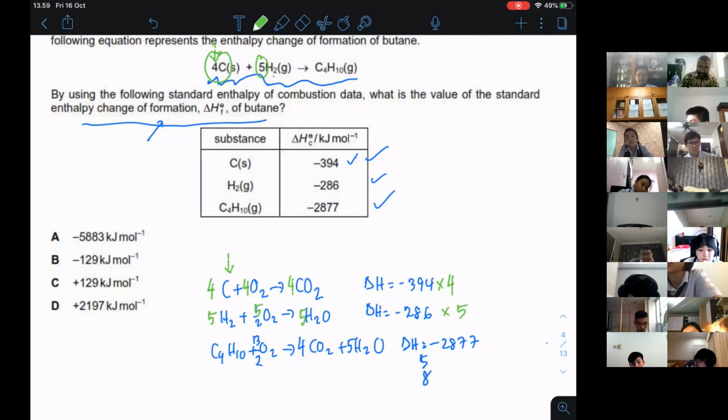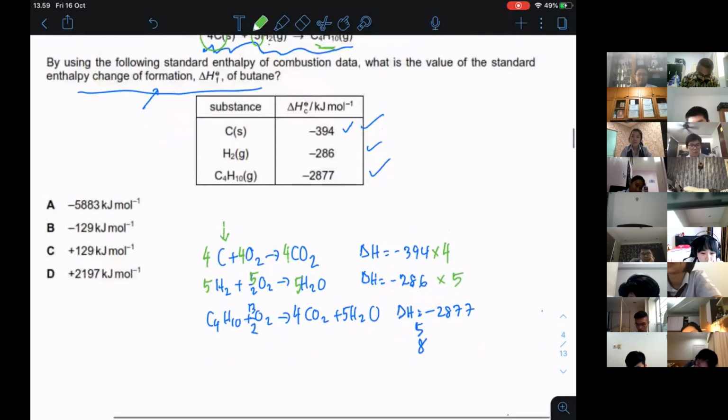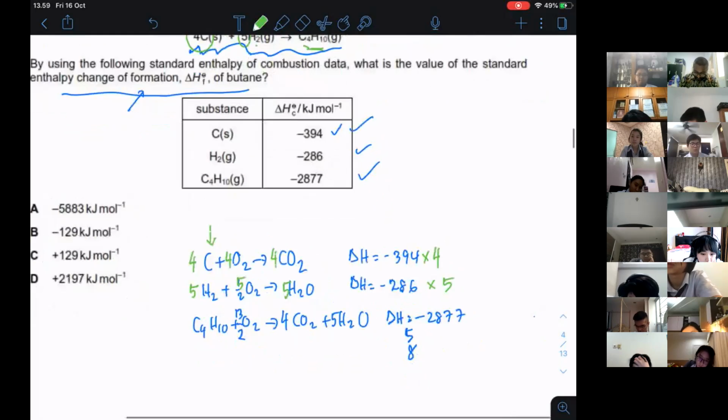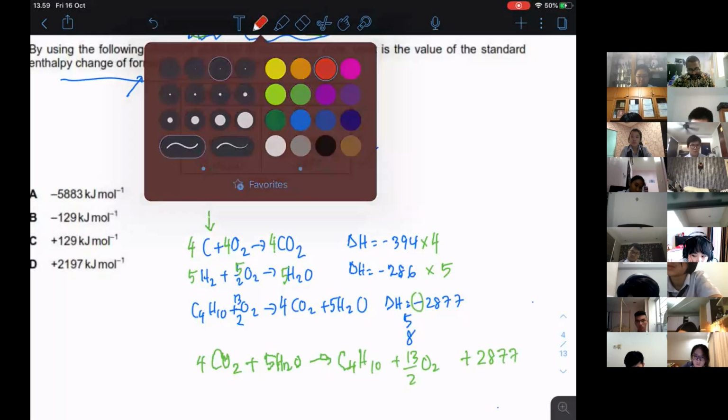I need C4H10, but it is on my right hand side. So what I need to do is change the equation, and it's still 1 mole. So 4 CO2 plus 5 H2O gives me C4H10 plus 13 over 2 O2. I am going to get plus 2877. The negative will become positive. So I can actually ignore this equation.